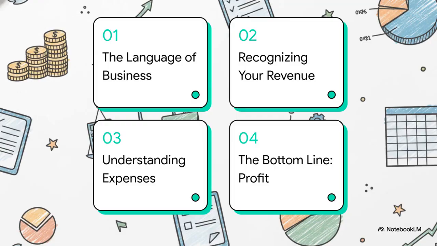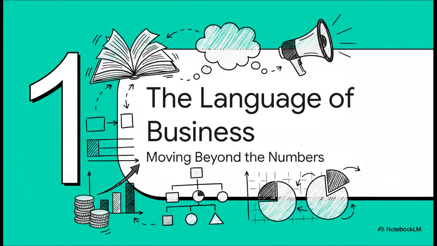All right, here's our game plan for today. We're going to start with the big idea, the language of business, just to make sure we're all on the same page about what accounting is for. Then we're going to get into the two main pieces of the puzzle, recognizing your revenue and understanding your expenses. These are the absolute building blocks. And finally, we'll put it all together to understand what everyone wants to know about, the bottom line, profit. The whole idea here is to move step by step from the theory to how this stuff actually works in the real world. Okay, let's jump into our first section, the language of business.